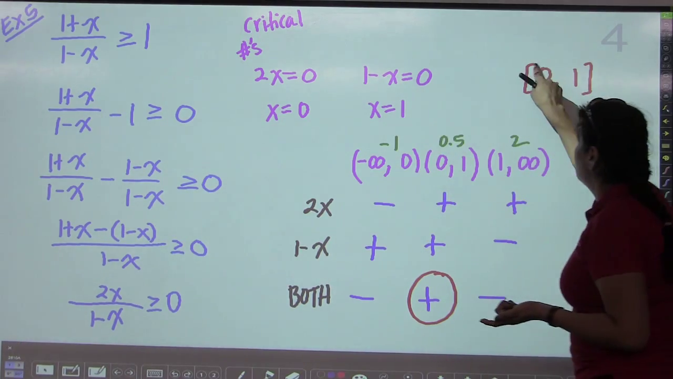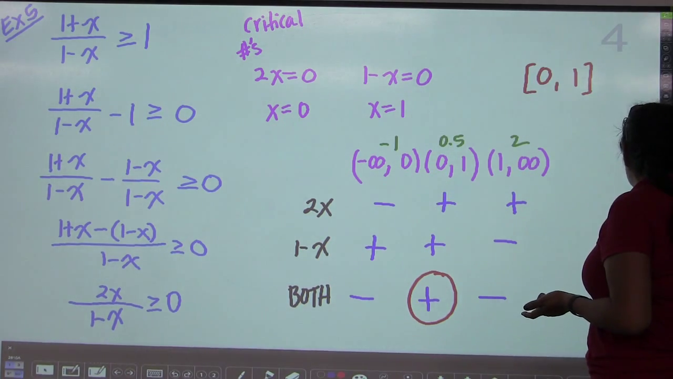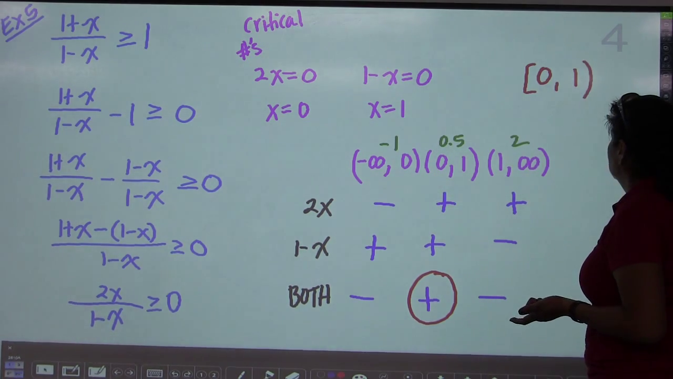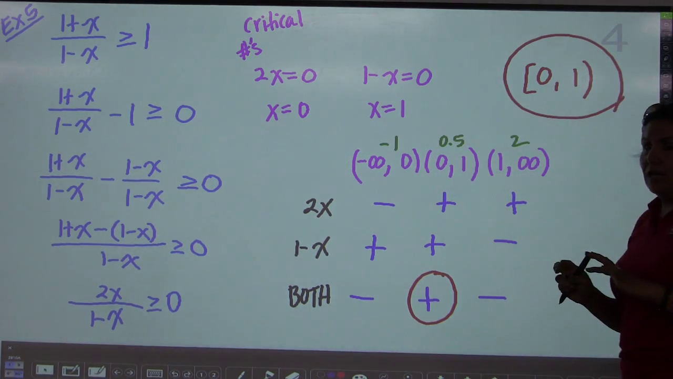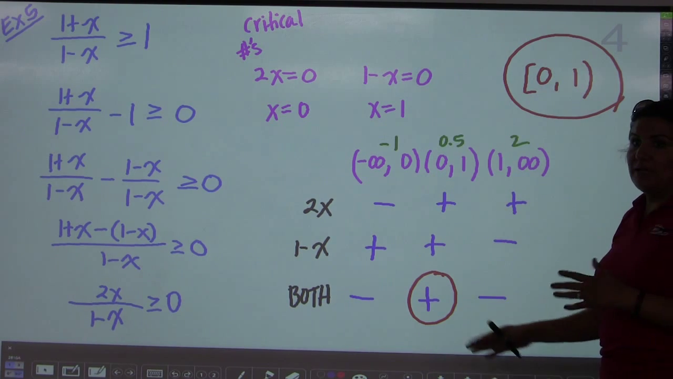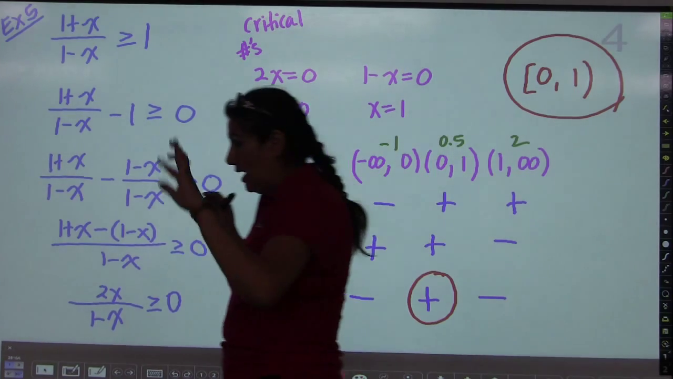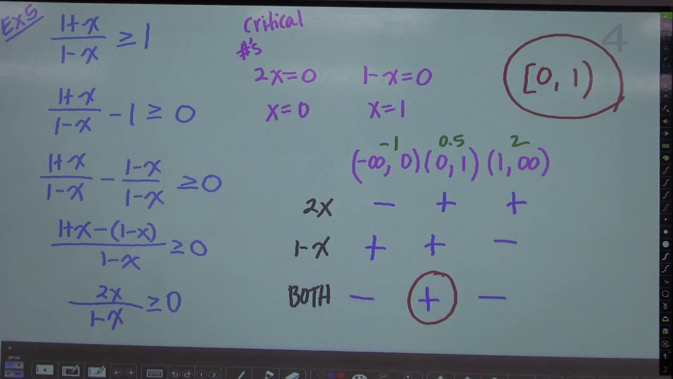So I can leave the bracket on the 0, but I have to make this bracket a parenthesis. Not because of the chart here, but because I can't divide by 0. So my final answer would actually be 0, 1 with the bracket on the 0 and the parenthesis that's open on the 1. And that is how you do that.